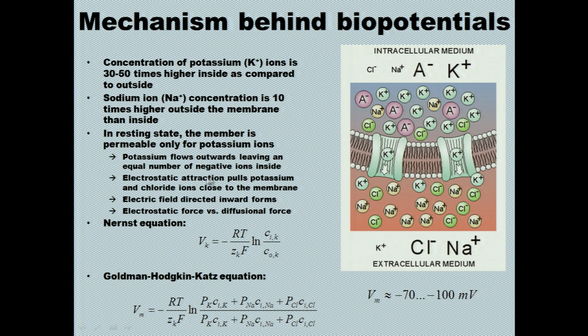Then electrostatic attraction pulls the potassium and chloride ions close to the membrane. Okay. So, when you measure the field across it, you will see, with respect to outside it is negative, with respect to inside it is positive, that is how you call it. We are interested in the magnitude, we do not worry about the polarity. So, the electric field is directed inward, and then there is the electrostatic force versus the diffusional force.